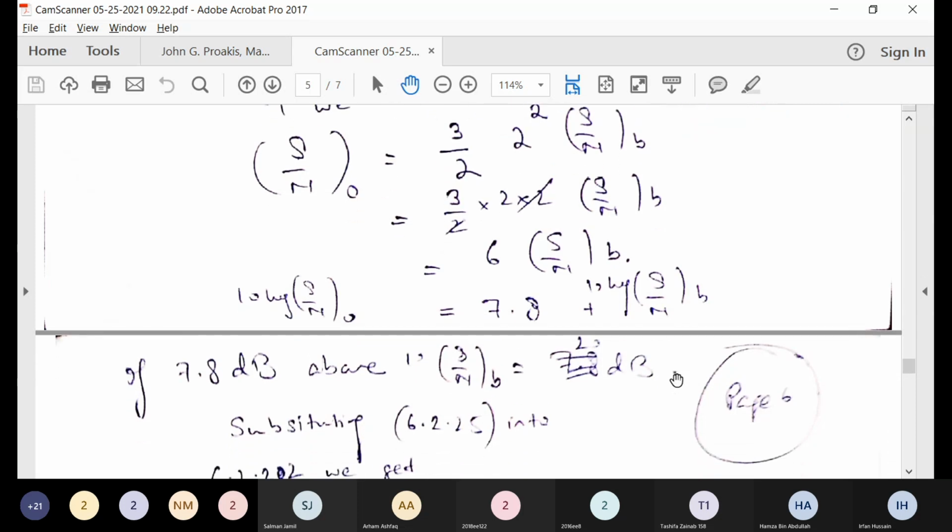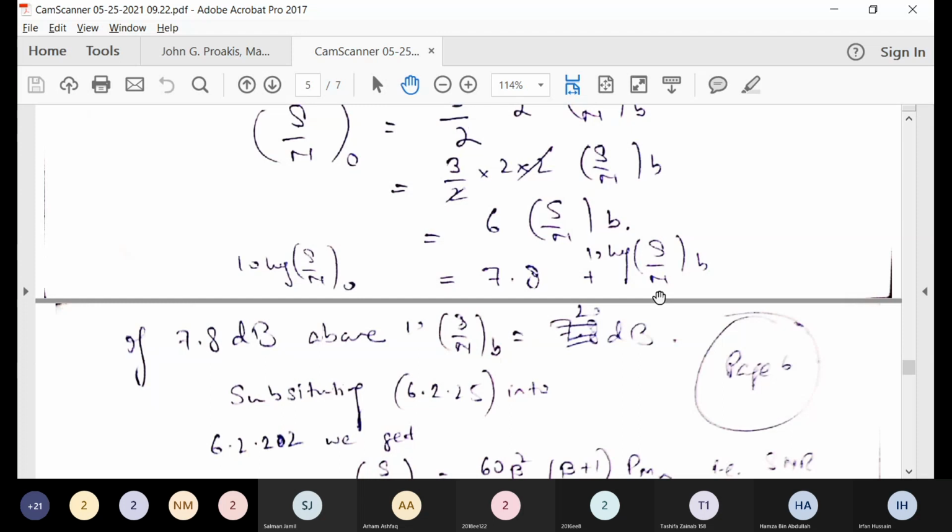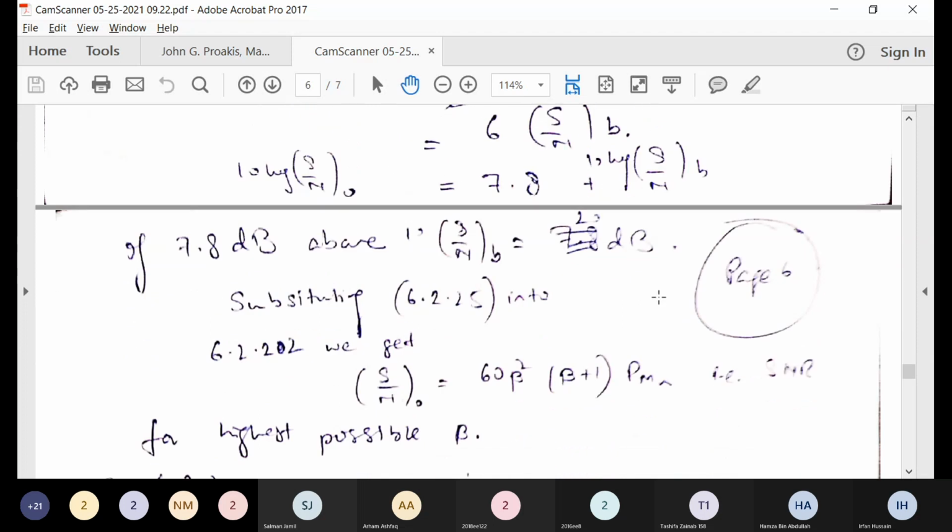The baseband level was 20 dB, so you will be getting 7.8 dB plus that 20 dB, because we assumed the signal to noise ratio at the baseband level was 20 dB. So you will be getting an additional gain of 7.8 dB above the 20 dB. This was all about the threshold effect.